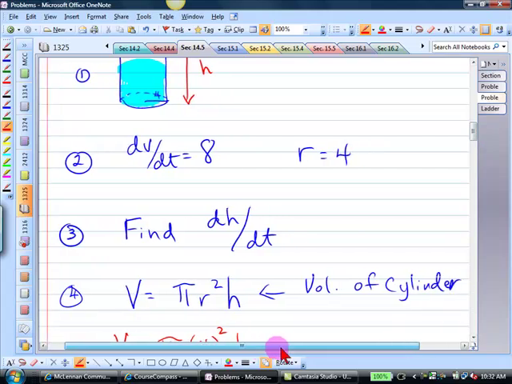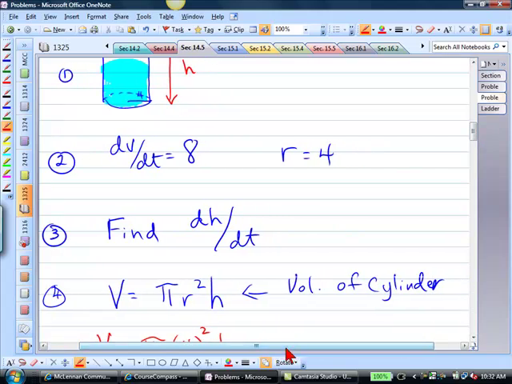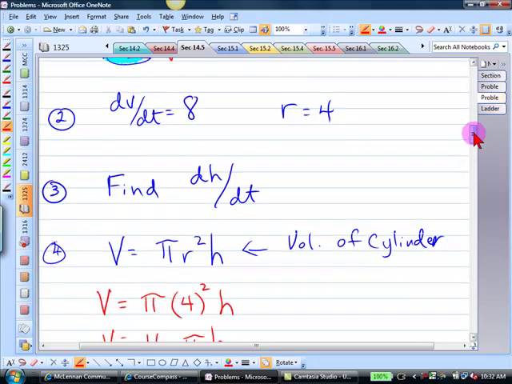All right. Volume of a cylinder. Pi r squared H. That's one that I would give you. I wouldn't expect you to just know that right off the bat. But that's step 4.